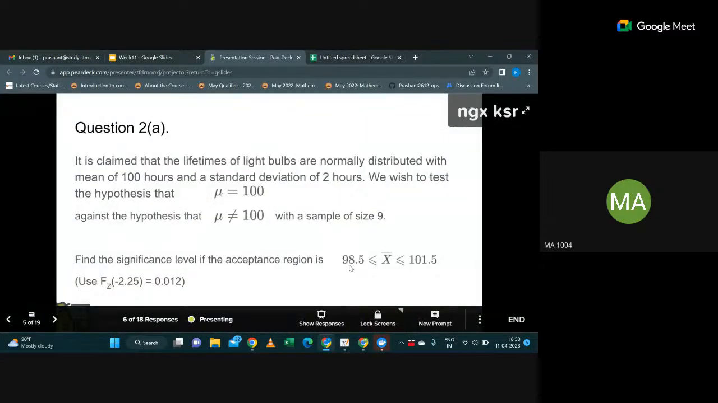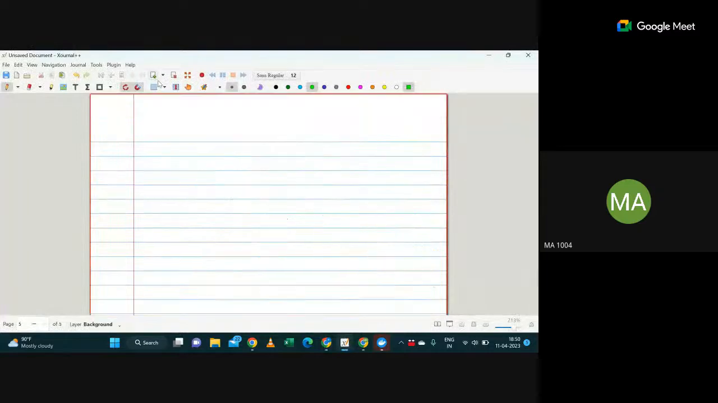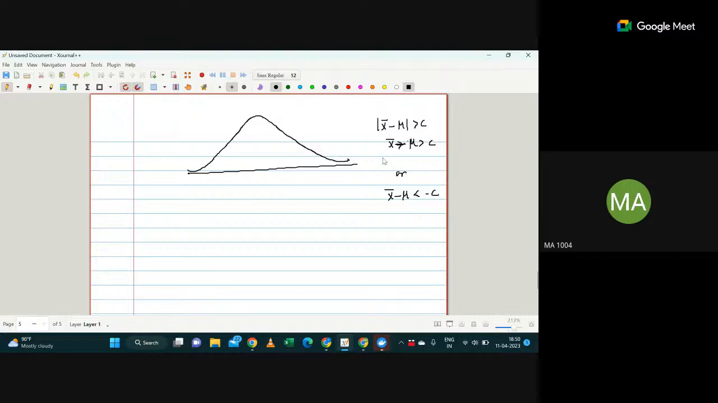Okay, so you got the acceptance region and rejection region. See what the question is saying. What is the meaning of a two-sided test? As I told you, suppose this is the standard normal curve, the bell-shaped curve. In the two-sided case, we test x bar minus mu greater than c, or x bar minus mu less than minus c. That means x bar is greater than mu plus c, or x bar is less than mu minus c. Let's say this is mu plus c and this is mu minus c.